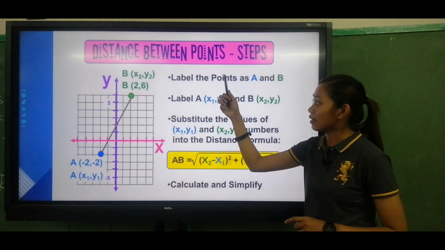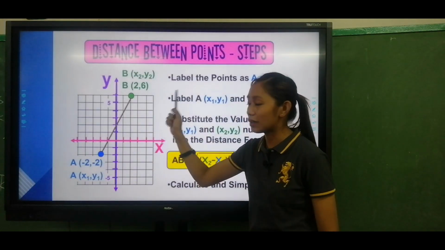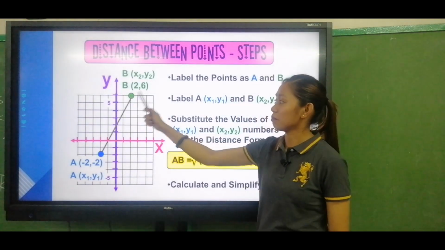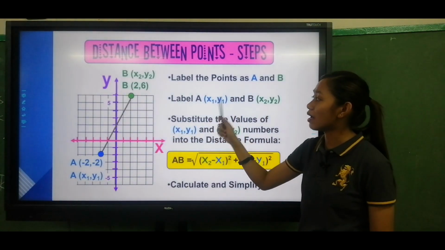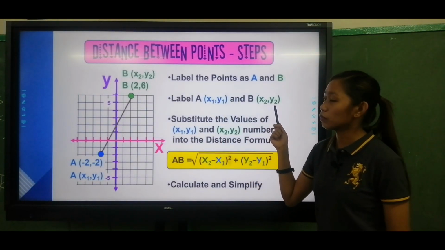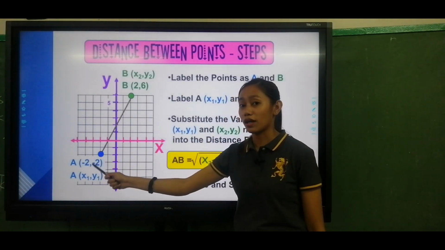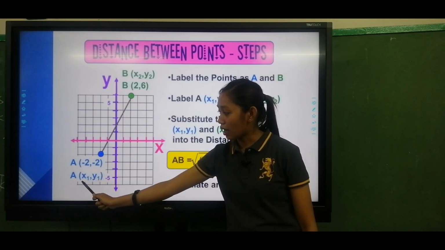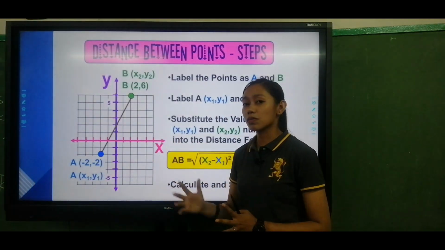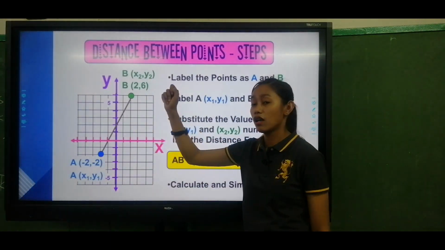The first step is to label the points as A and B. So, halimbawa po dito, maglalagay tayo ng point. Here we have point A and then point B. The second step is to label A as your x sub 1, y sub 1, and B as your x sub 2, y sub 2. Gaya po dito, your first point is negative 2, negative 2. That is your A, kaya po nandiyan siya, si x sub 1, then y sub 1. Kagaya ng sinabi ko kanina, kapag siya yung first point, yung subscript niya po is 1. Kapag siya yung second point, your subscript is 2.